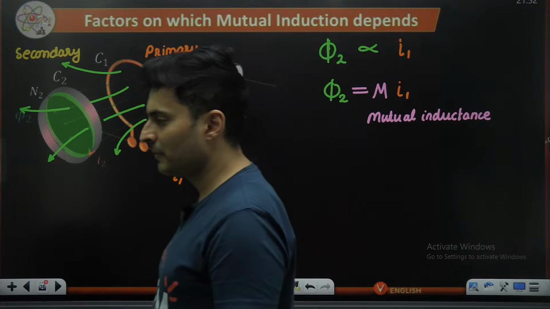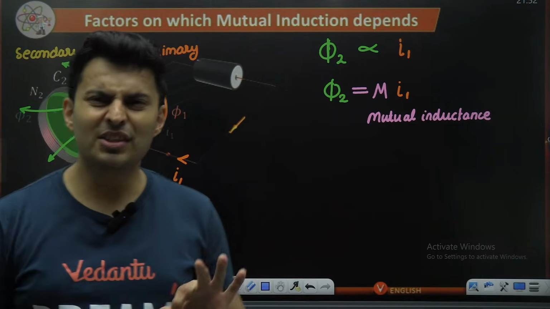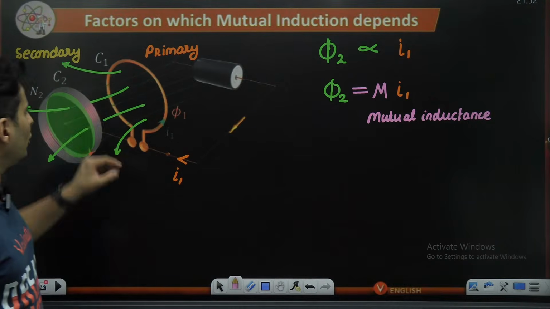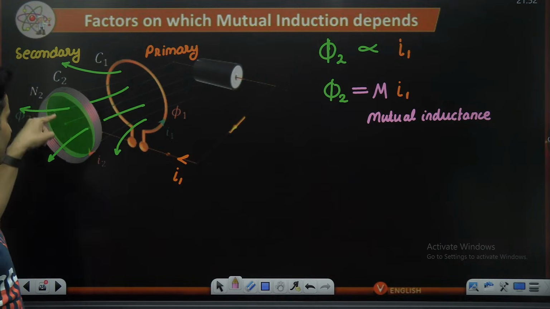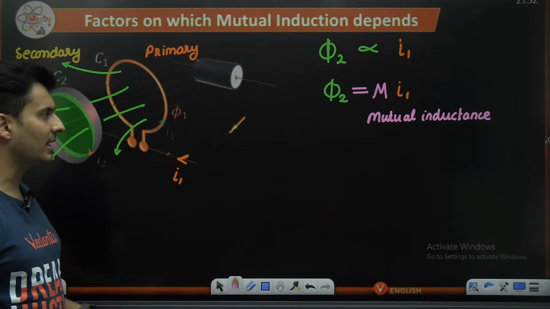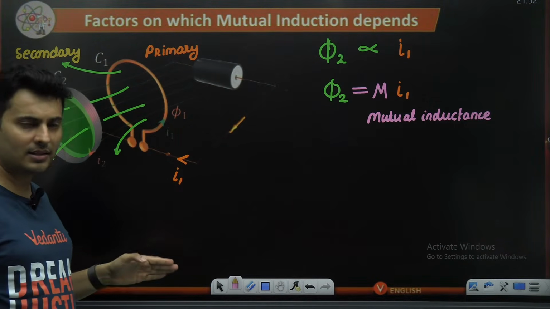Very, very important. Okay. Now some of you will be like, sir, but wait a minute. You made this as primary, this as secondary coil. What if I pass the current here and then made this coil as the secondary? The answer will still remain the same.